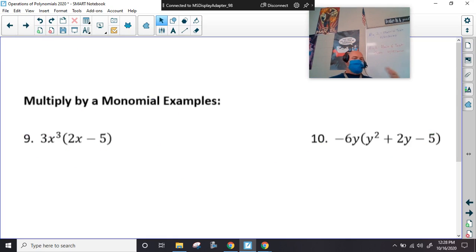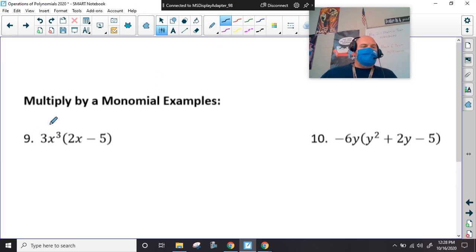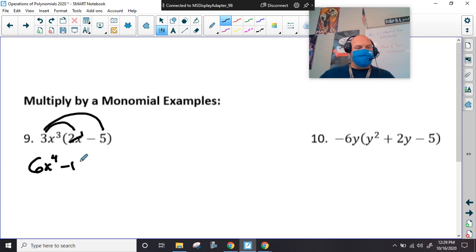So now we're going to multiply by a monomial. This is a big part of what we're going to be doing next week. So again, I like to do numbers first. So 3 times 2 is 6. Now, what do I do with the exponents this time? Add them. Yes, I actually got somebody to answer. Then we have 3 times -5, so that's -15, and then we just tag this along.